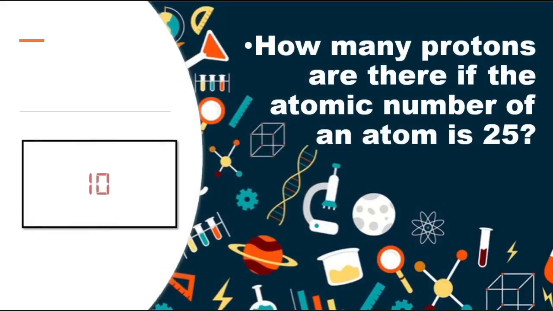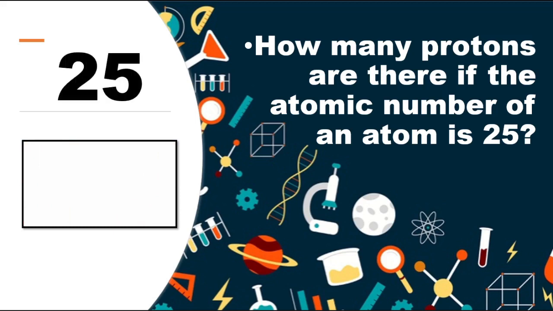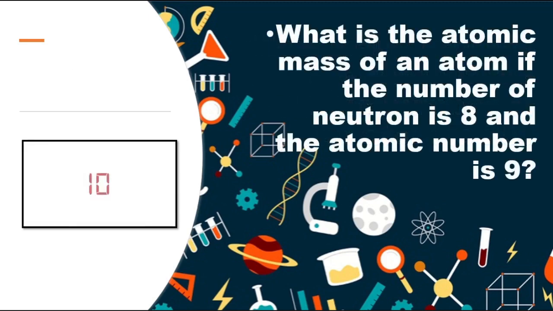Number 1. How many protons are there if the atomic number of an atom is 25? You have 10 seconds to answer, and the timer starts now. Alright, time is up. The correct answer is 25.